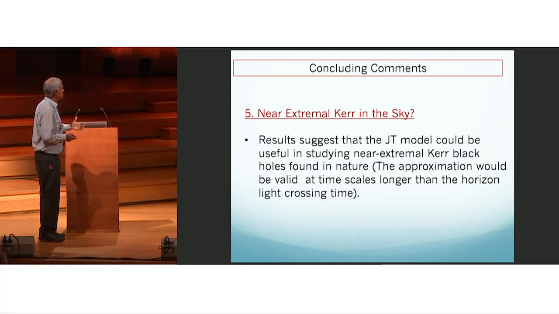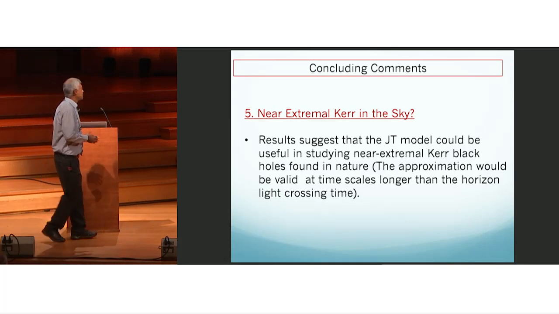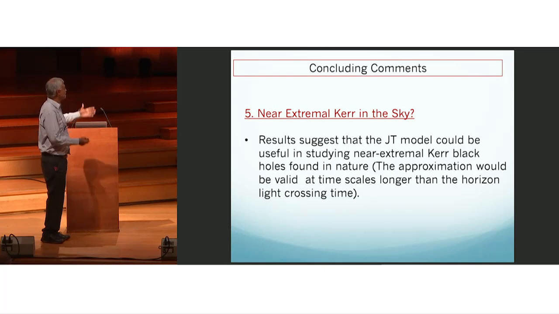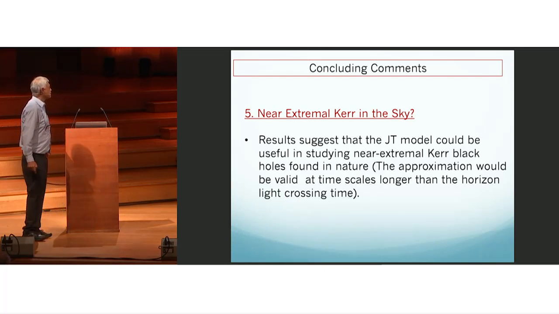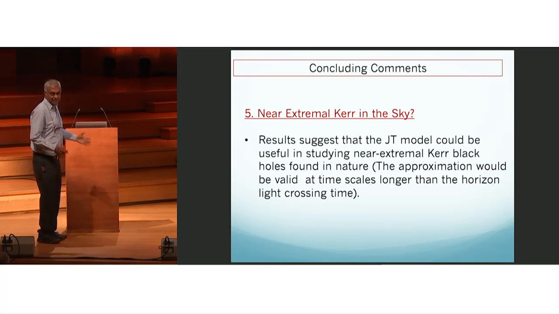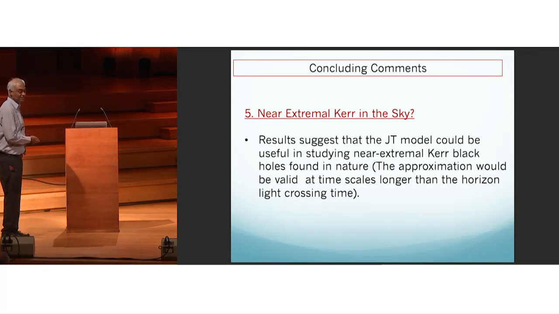The approximation that we would be working with a slowly varying situation would mean one would work on time scales longer than the horizon light crossing time. For a solar mass black hole, that means frequencies smaller than 10 to the 5 hertz. But hopefully that's still an interesting window. And if one can say something, I think that will be really very exciting.